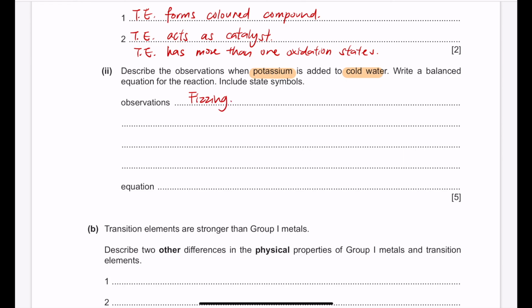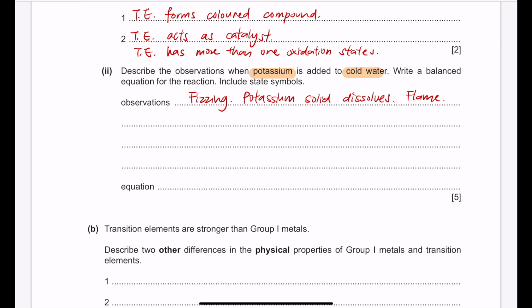What else? The potassium will react. So potassium solid dissolves. What else? Remember, group 1 are highly reactive. When group 1 elements come in contact with H2O, it is explosive. Okay, you can say explosion happens or flame is produced. Any 3, okay, 5 marks.